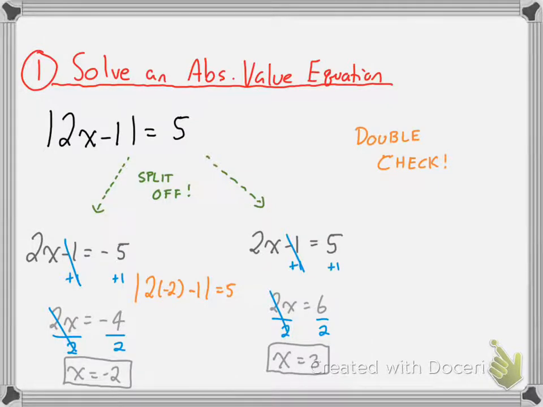2 times negative 2 minus 1 equals negative 5. The absolute value of negative 5 is 5. So that one checks out. On the other side, 2 times 3 minus 1 is 5. The absolute value of 5 is 5. So that works out as well. So when I split off, I basically want to see inside the absolute value what's going to give me negative 5 and what's going to give me positive 5, because the absolute value of both of those is 5. So here I have two solutions, x equals negative 2 and x equals 3.